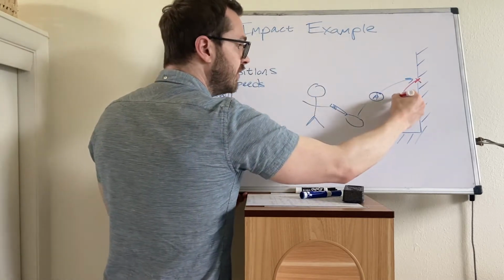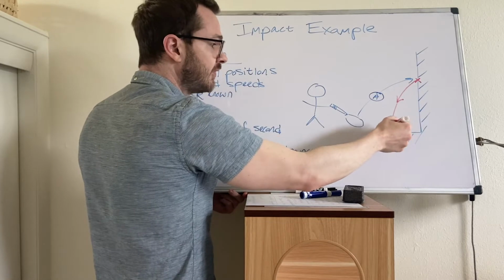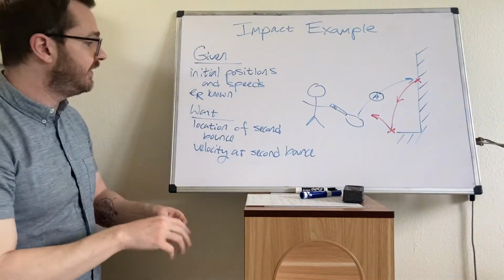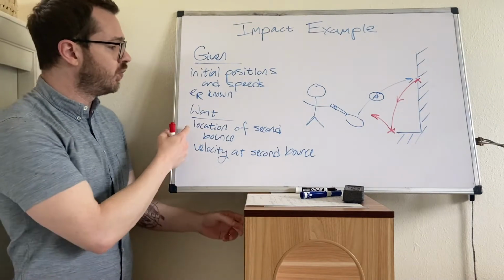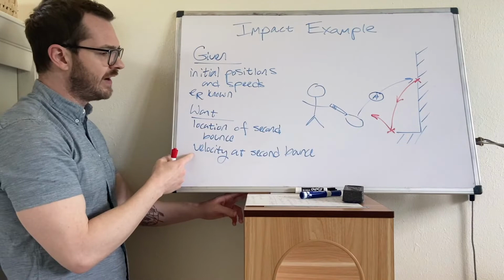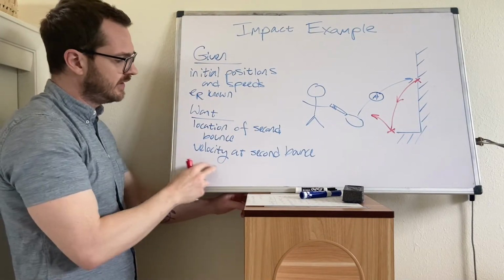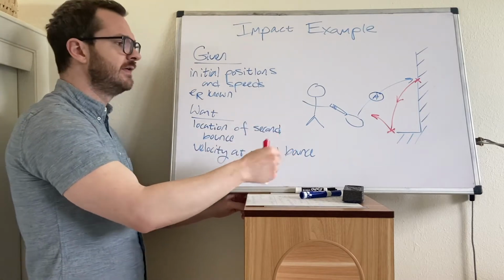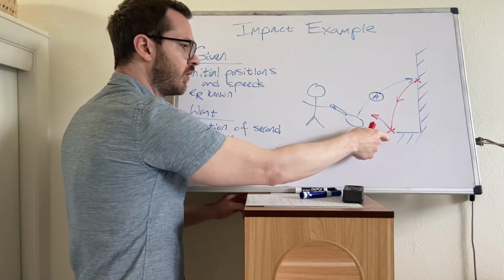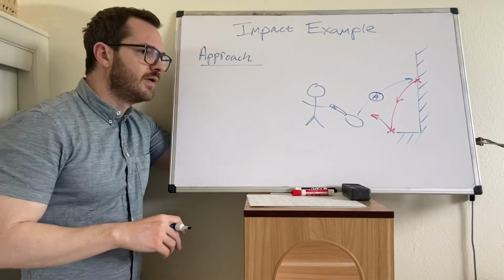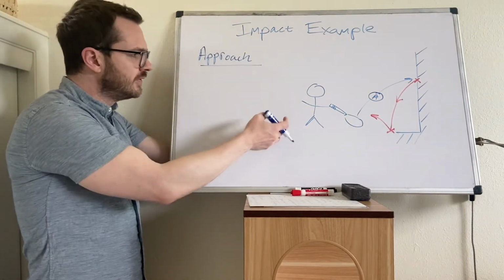It's going to come off of the wall, hit the ground, and then come back up. So what we would like to answer is where this second bounce point is, and how fast it is going coming out of the second bounce. So we want to know where this thing is going to hit and how fast it is coming back at the person.